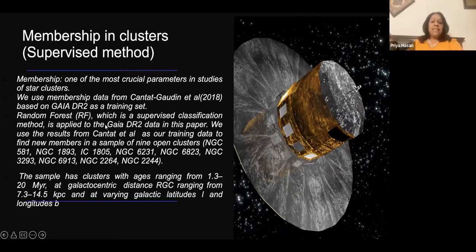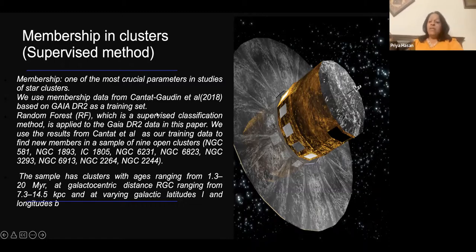What we basically did in this paper was that we used membership data from the paper by Cantat-Gaudin in 2018, where they used Gaia DR2 data and a certain algorithm called UPMASK. What they did is they identified members in 1,229 clusters.